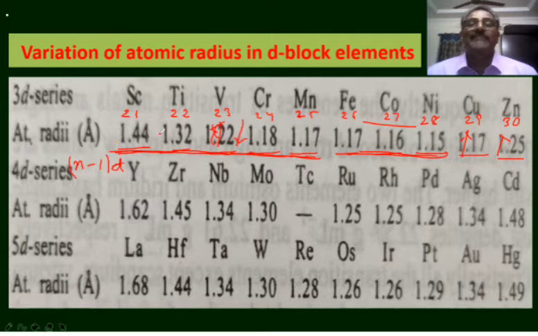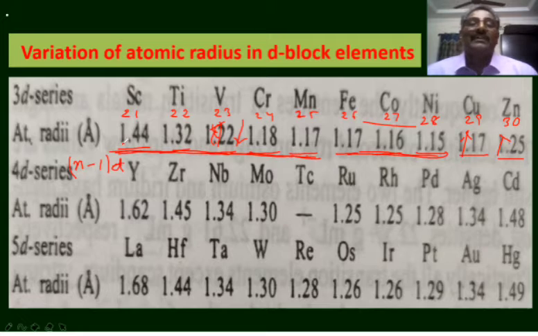When we move from scandium to titanium, the atomic number increases by 1 unit. But the electron is present in the d orbital. The number of electrons present in the d orbital increases the shielding effect. The shielding effect is more in the case of d orbitals.